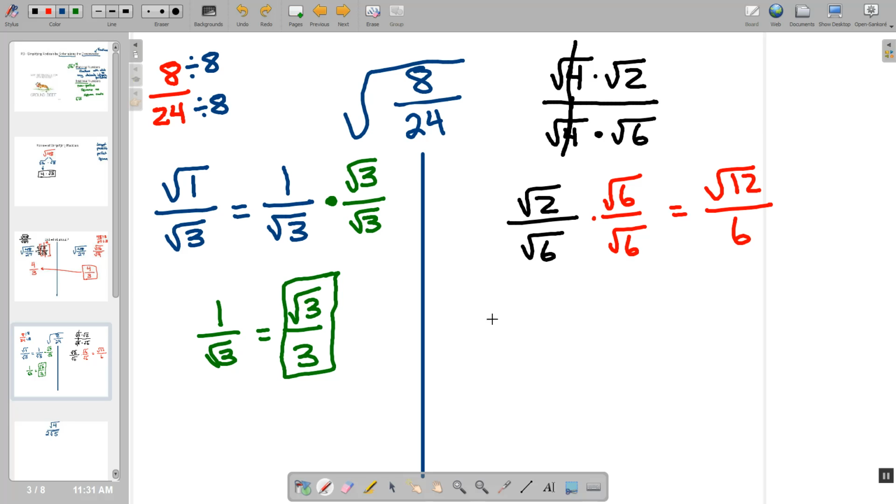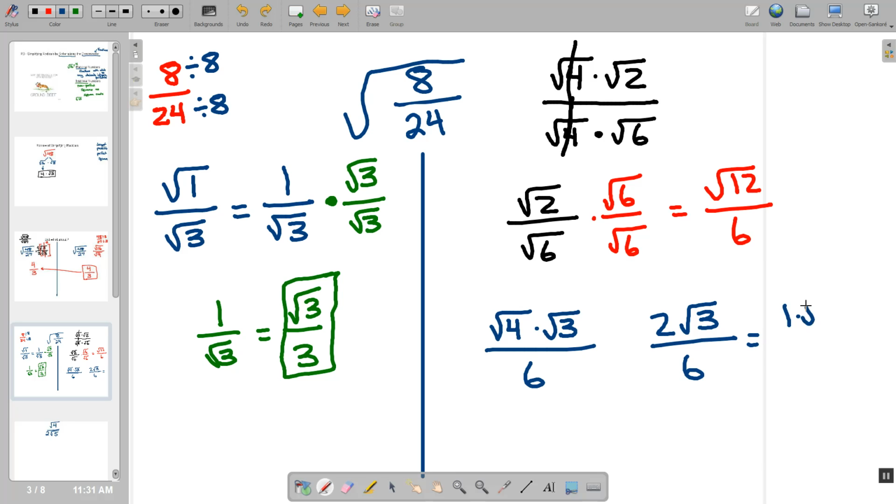This becomes the square root of 4 times the square root of 3. On the bottom we end up getting 6. This turns into the number 2. And we finally get down to the same problem we had before. But once again, this was a lot more work. So as a reminder, simplify the fractions first. It's going to make your life so much easier.